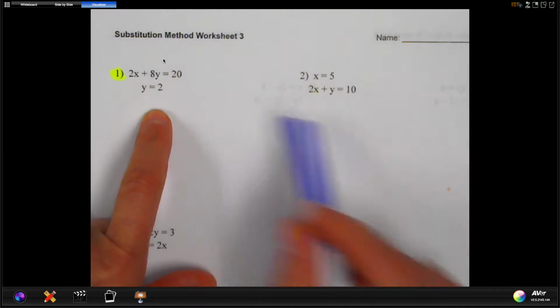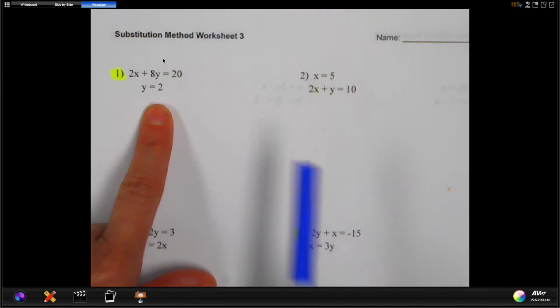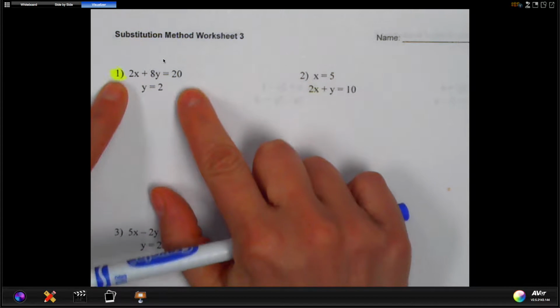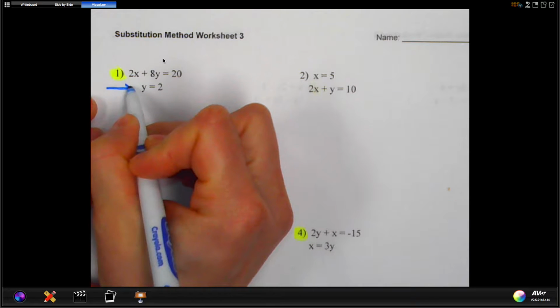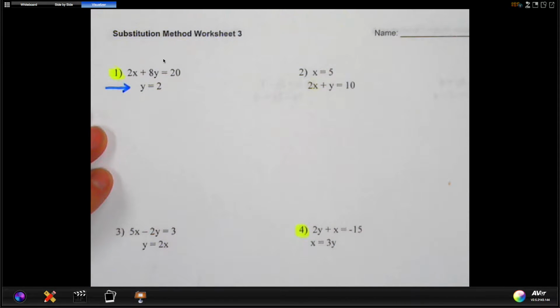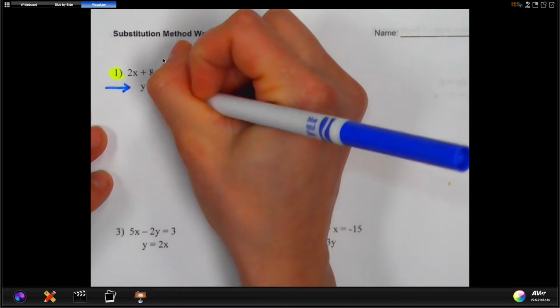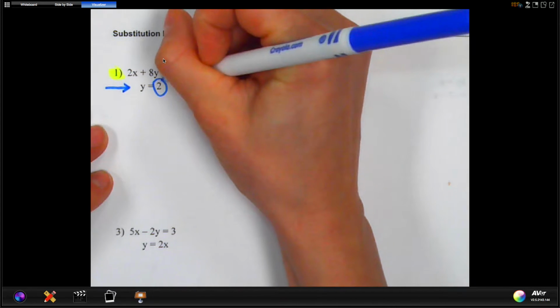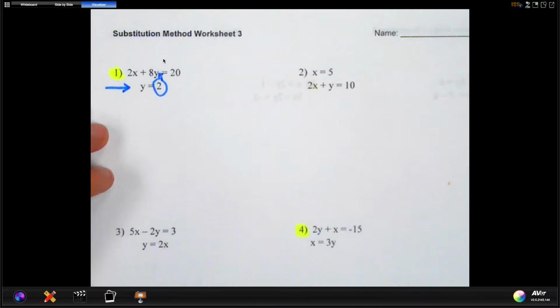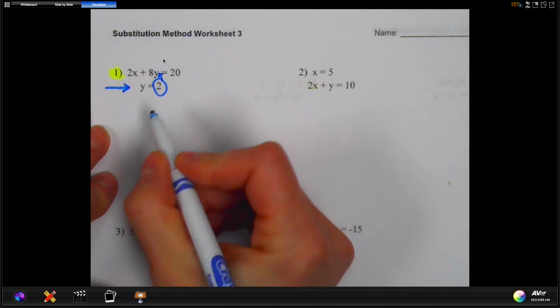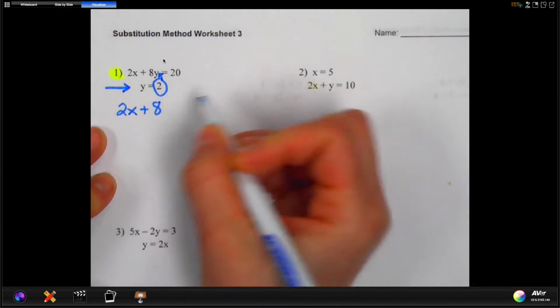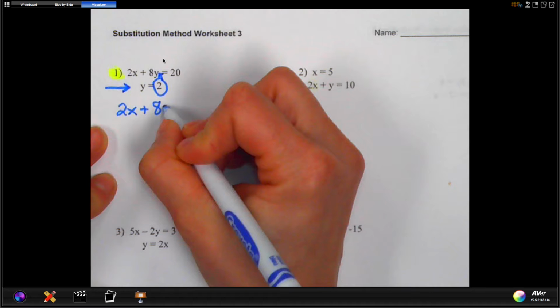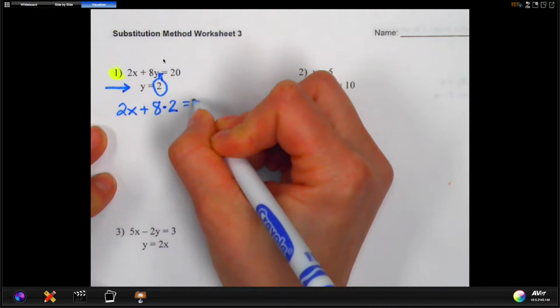Okay, so all of these we're going to solve using substitution. So what we want to do first is look at which one of our equations says either x equals or y equals. So in this case, we're going to start with the bottom equation because it says y equals 2. Okay, so what that means is that we're going to take that 2 and we're going to substitute it into the top equation for y. Okay, let's rewrite the top equation. So we have 2x plus 8, and now instead of y, we're going to say times 2 equal 20.